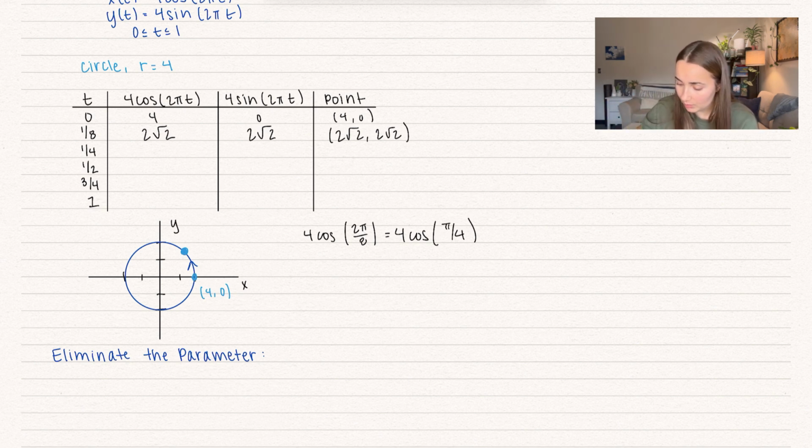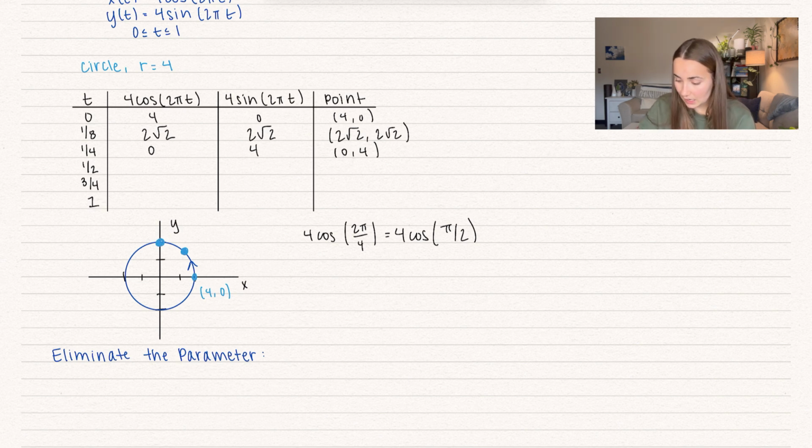Okay, so let's go and plug in 1/4. So instead of dividing by 8, instead we're going to be dividing by 4. So 2 pi divided by 4 is equal to pi over 2. Now, whenever cosine is at pi over 2 or 3 pi over 2, it is going to be equal to 0. So that's going to go to 0, and sine is going to be equal to 1, so we get 4. So we go up to the point 0, 4. So let's do that on our graph. We go up here to 0, 4.